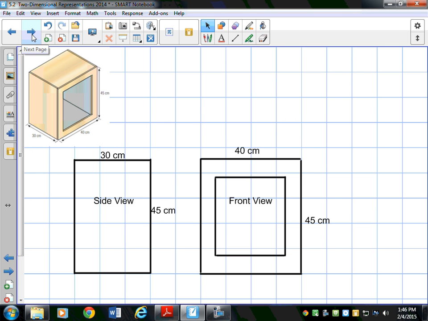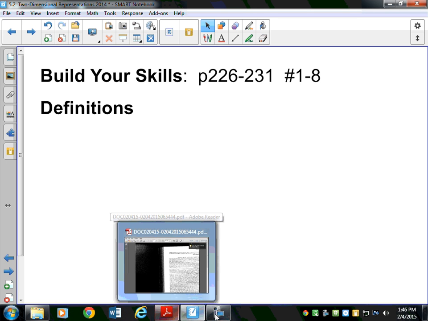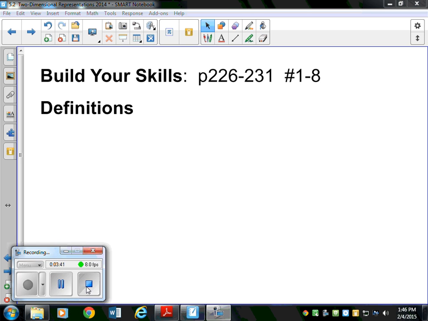You're going to have to draw perspectives of two-dimensional figures. And here's your assignment on page 226. And still do your definitions. And don't forget also to ask questions when you have questions, and I'll be glad to help you out. That's it for 5.2. Talk to you again soon.